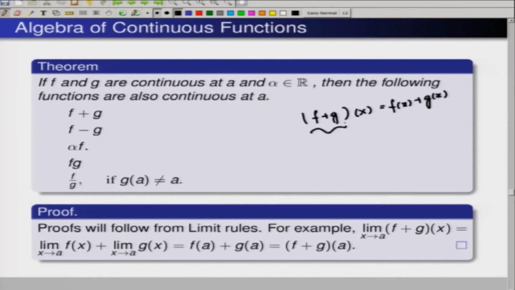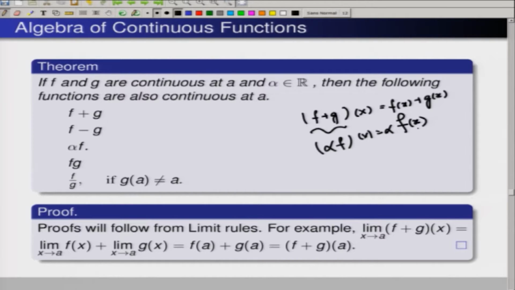Now, this new function f plus g is also going to be continuous at a if both f and g are continuous at a. f minus g is also going to be a continuous function at a. Now, alpha f, where alpha is any real number. Recall that this is the function which is alpha times f of x. This is also going to be a continuous function at a. If f and g both are continuous at a, then f g is also going to be continuous at a.